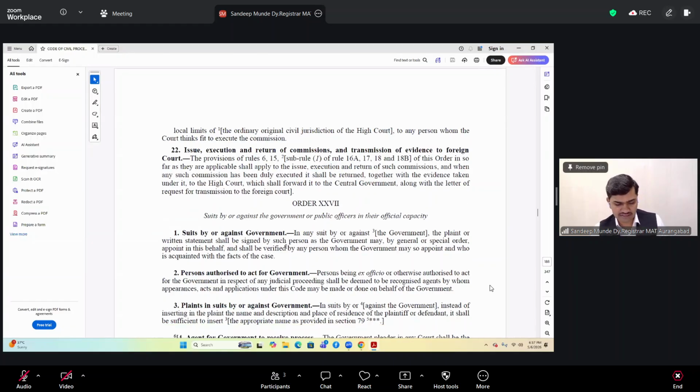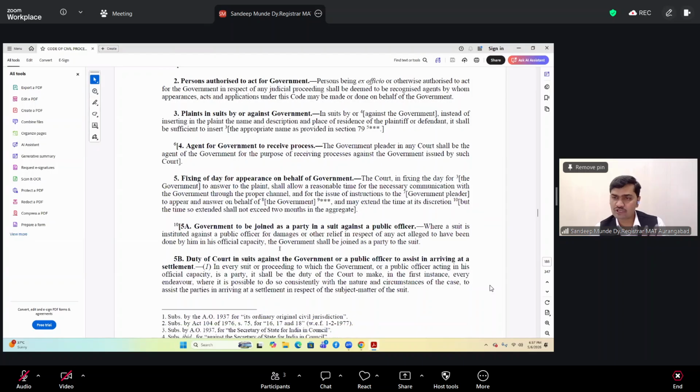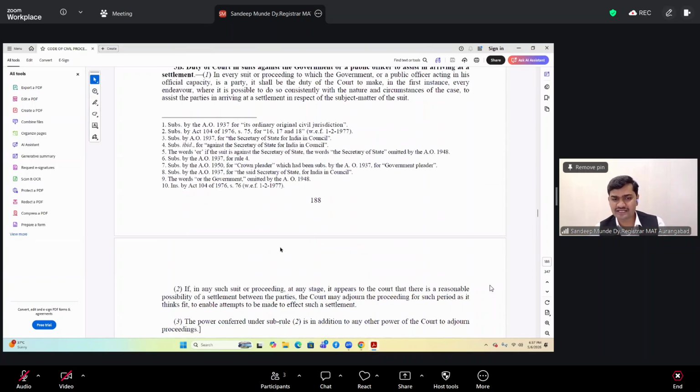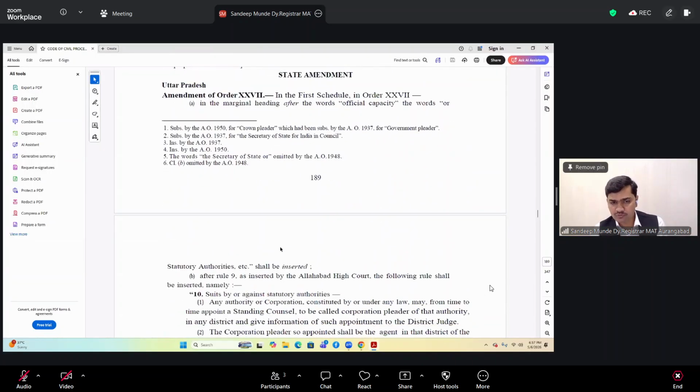So in suits by or against the government, who will be competent to file the plaint and who is giving the authorization are all required to be mentioned in it. And if we are filing the suit, whoever has been authorized in that regard is required to be mentioned.